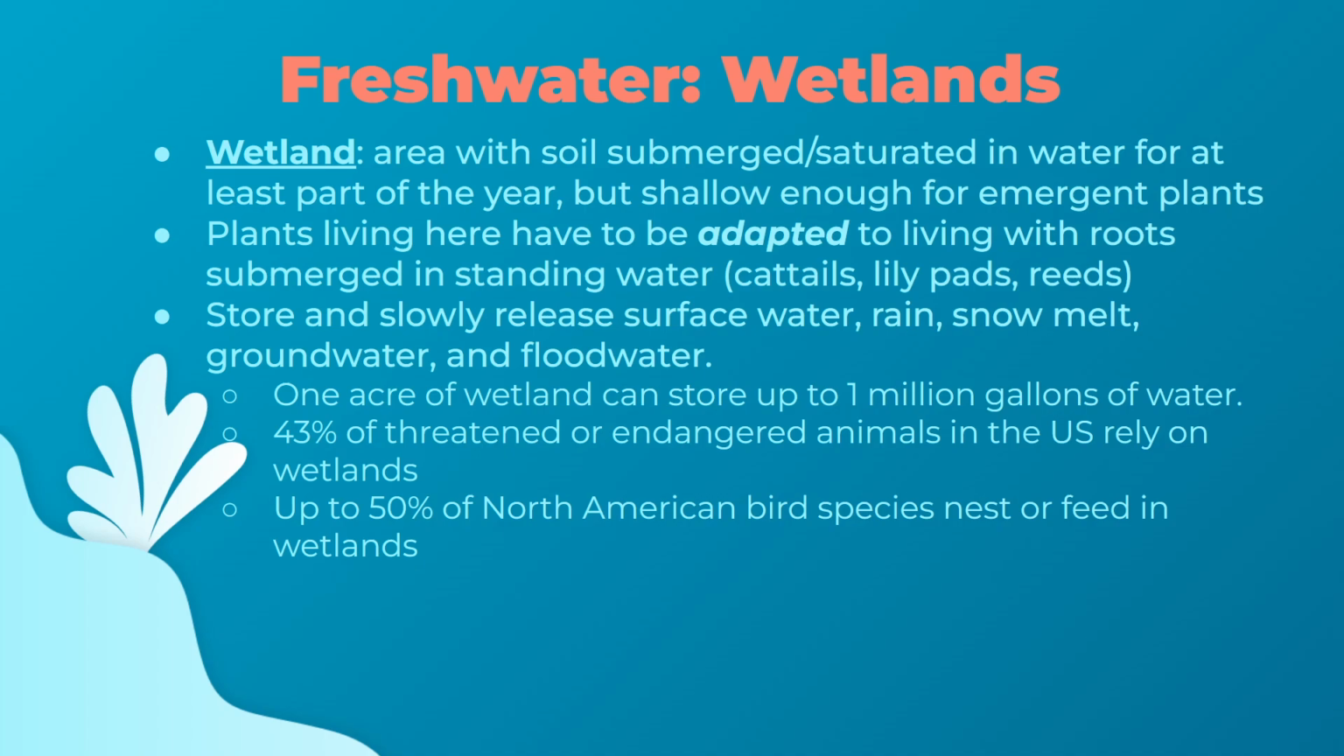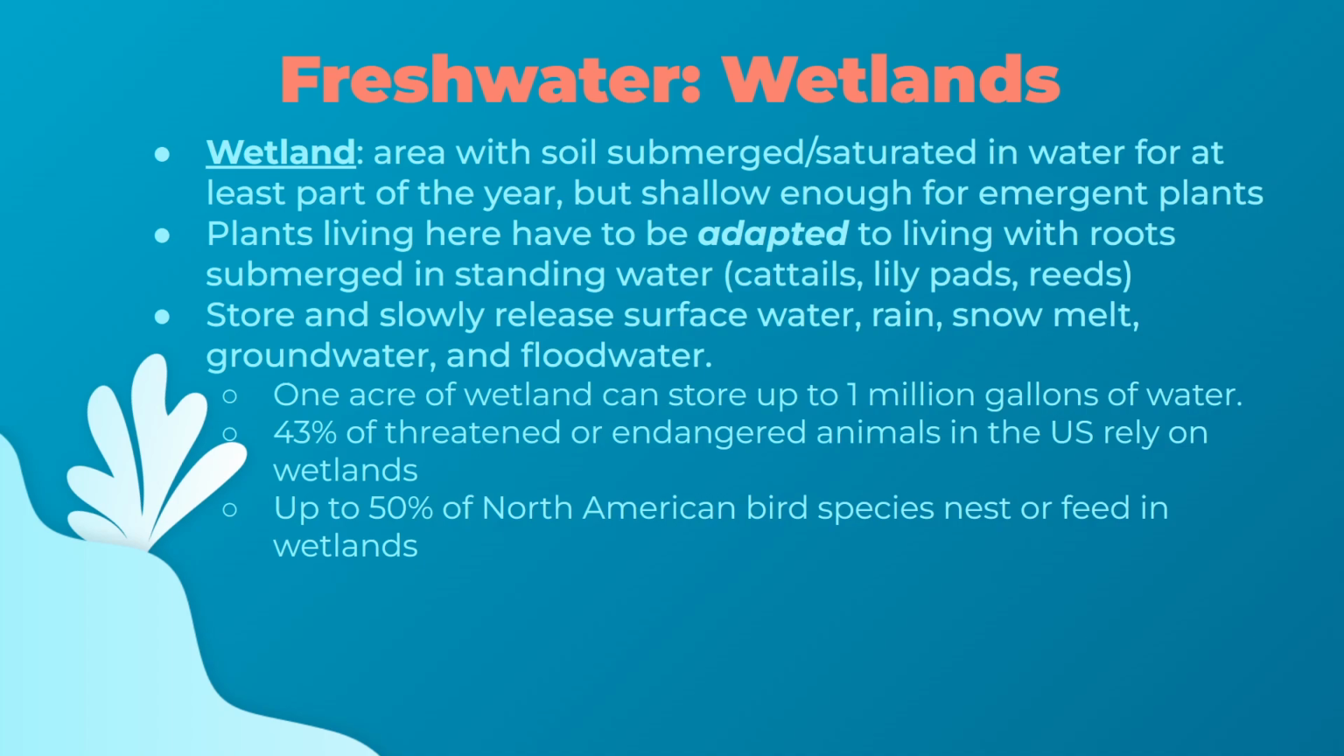Another key distinguishing factor is that the plants that live in wetlands have to be adapted to live with their roots submerged in water. Most plants will die if their roots are totally submerged in water, and that's because they won't get enough oxygen. They will essentially suffocate. But plants like cattails or lily pads or reeds all have adaptations that allow them to survive in submerged soils. That is the key distinguishing fact of a wetland.